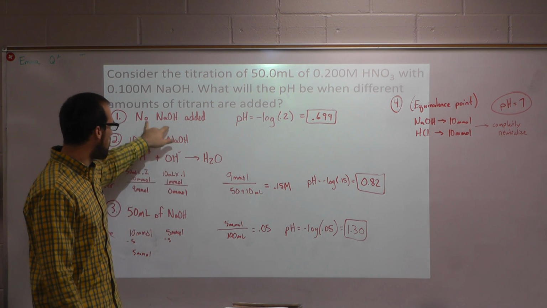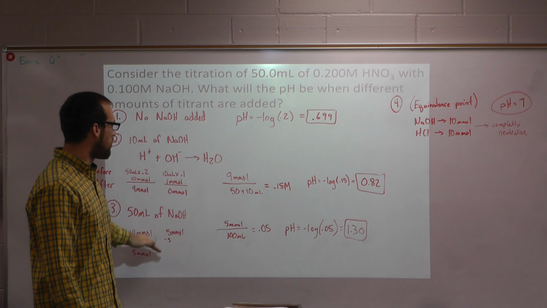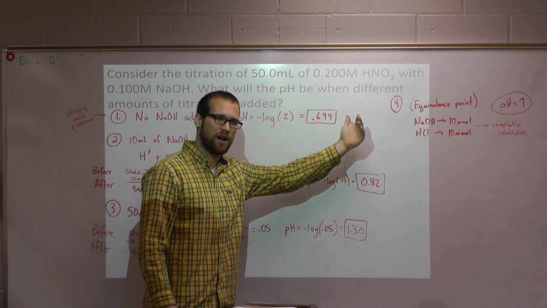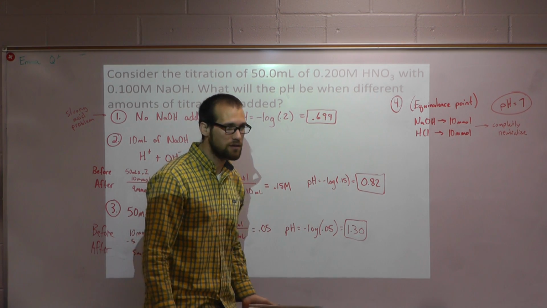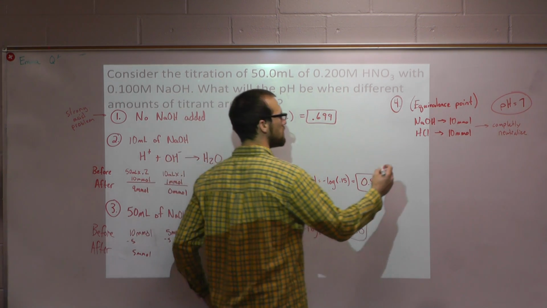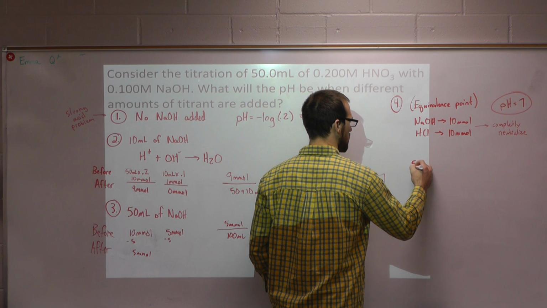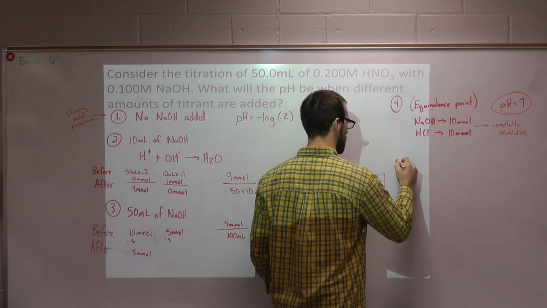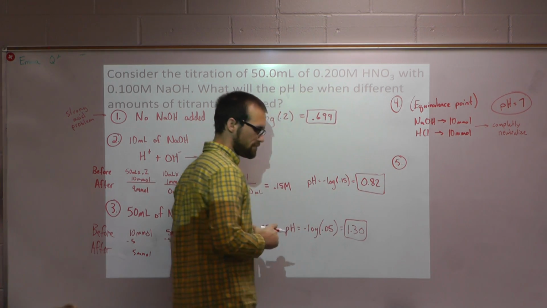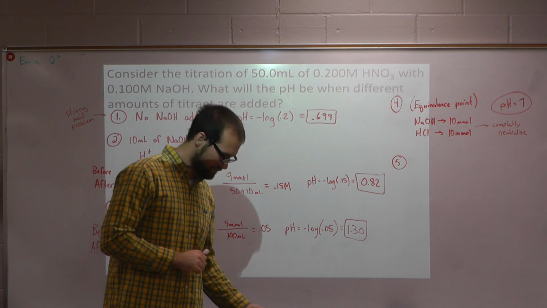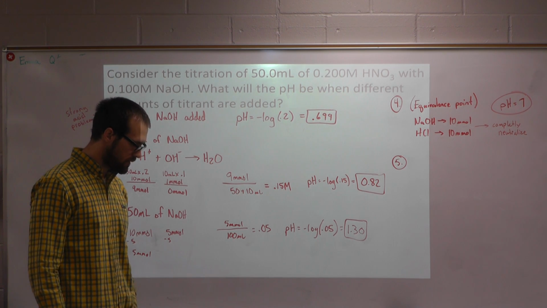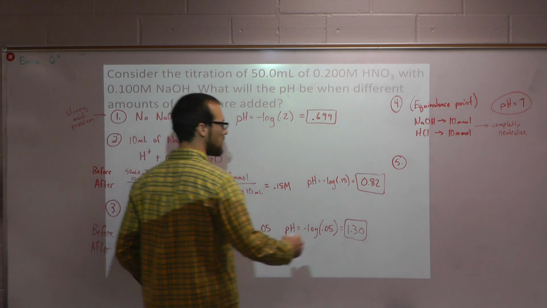So we've got before we've added, before the equivalence point, at the equivalence point, and I'll do 1 point beyond the equivalence point. Okay? There's 7.